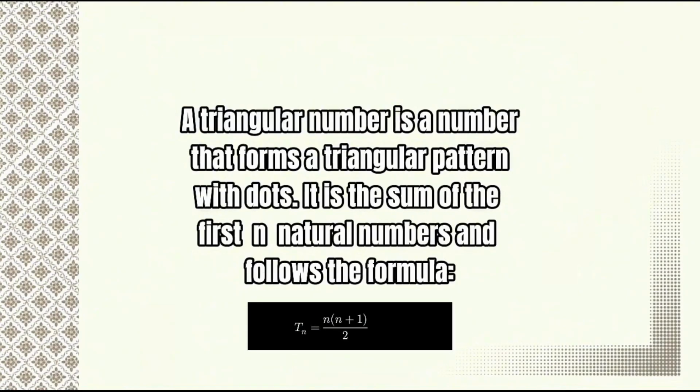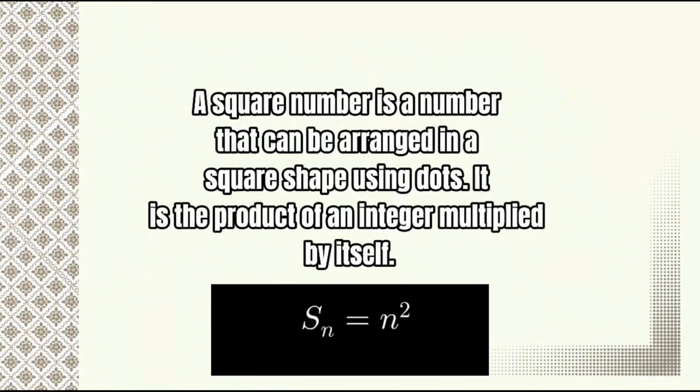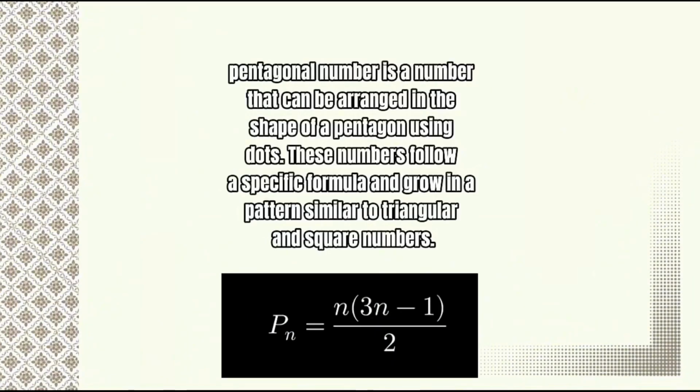A triangular number is a number that forms a triangular pattern with dots. It's the sum of the first n natural numbers and follows the formula. While the square number is a number that can be arranged in a square shape using dots, it is the product of an integer multiplied by itself. A pentagonal number is a number that can be arranged in the shape of a pentagon using dots. These numbers follow a specific formula and grow in a pattern similar to triangular and square numbers.